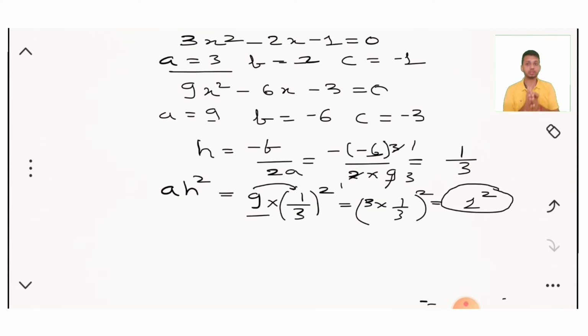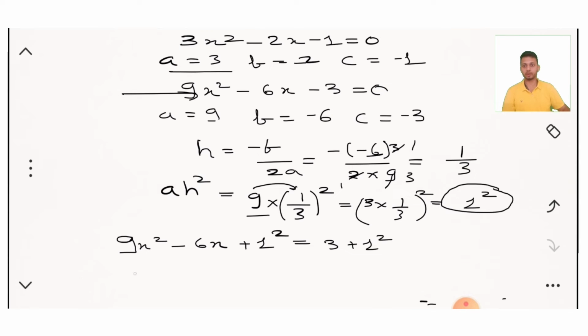This value is to be added on both sides of the equation to get the equation in the form of a completing square. This will help the equation to complete the square. Let's put this value in the equation 9x square minus 6x minus 3. So 9x square minus 6x plus 1 square is equal to 3 plus 1 square.